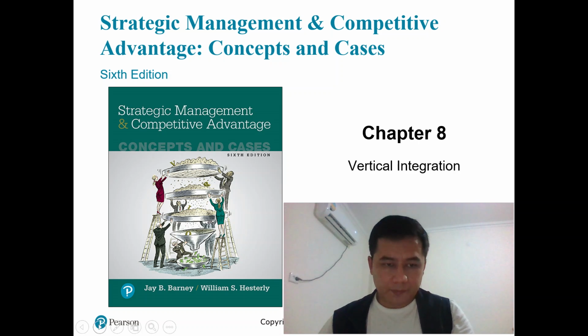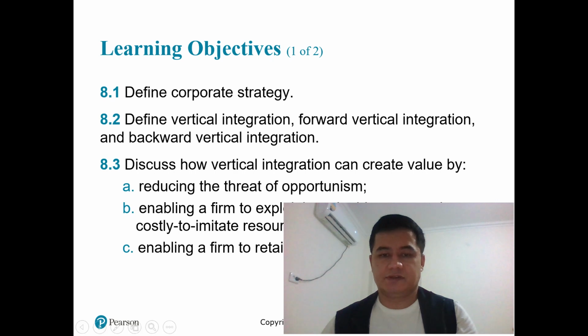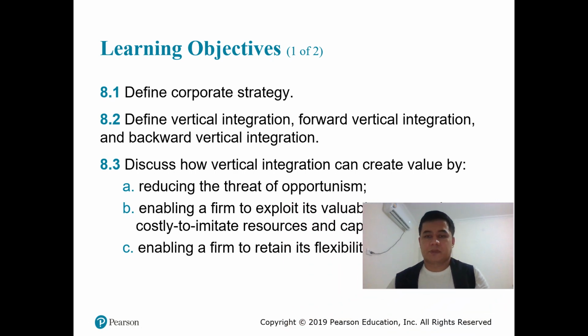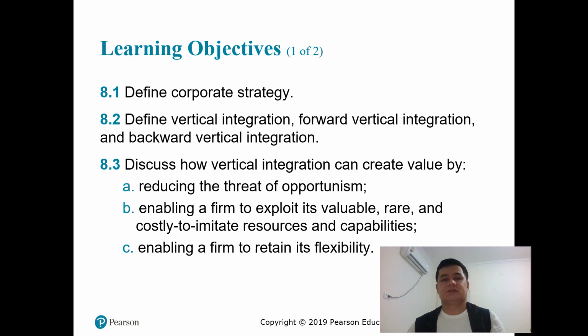So, our learning objectives for today are defining corporate strategies, defining vertical integration, forward vertical integration, and backward vertical integration. We already mentioned these integrations, and it's going to be easy for you guys. And discussing how vertical integration can create value by reducing the threat of opportunism, and in the B section, enabling a firm to exploit its valuable, rare, and costly to imitate resources and capabilities, and enabling a firm to retain its flexibility.